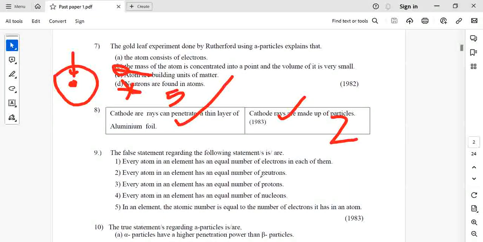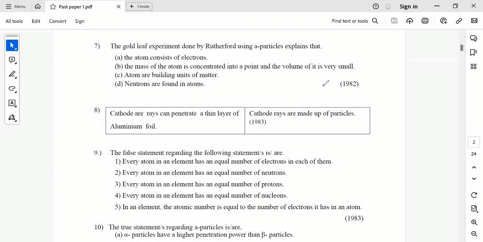9. The false statements regarding the atom. Every atom of an element has an equal number of electrons. True. The neutrons vary. Varying neutrons are what make isotopes. Or else nucleons is also neutron plus proton. Since neutron number changes, nucleons also change. So the answer should be 2 or 4.